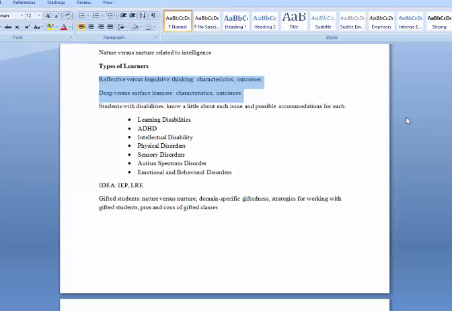Now, this is not to say that the impulsive thinker is not intelligent. They may be very intelligent, but maybe they were lacking in some self-control or some attention span here to be able to really meet their full potential.